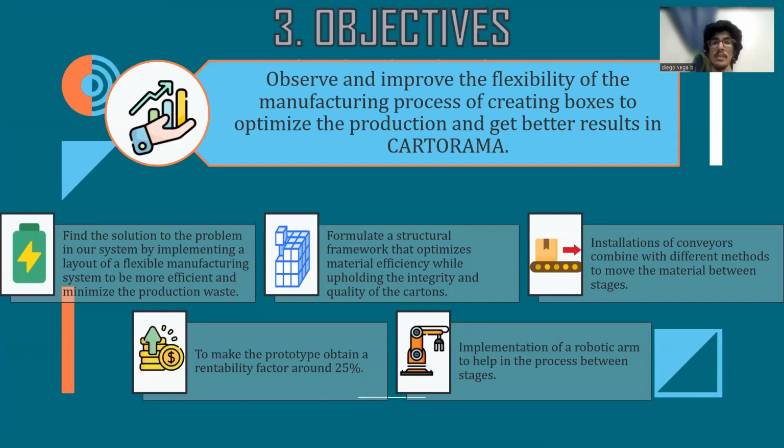Next, we have our objectives that are to observe and improve the flexibility of the manufacturing process of creating boxes to optimize the production and get better results in Cartorama. Find a solution to the problem of the system by implementing a layout of flexible manufacturing system to be more efficient and minimize production waste. Formulate a structural framework that optimizes material efficiency, installation of conveyors combined with different methods to move the material between stages, to make the prototype obtain a profitability factor around 25%, and implementation of a robotic arm to help the process between stages.